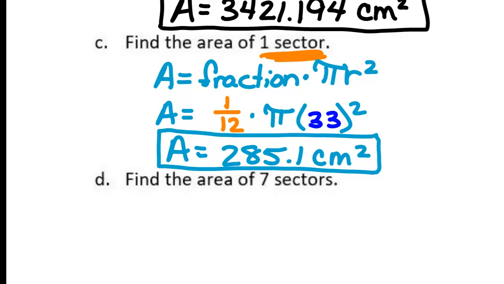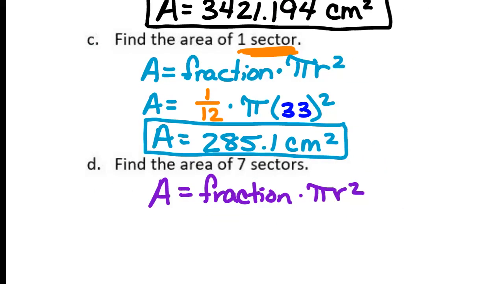All right, last part of this question, find the area of 7 sectors. How is that going to change from what I just did in the above part C, where I just found the area of 1 sector? Fraction's going to change. How will my fraction change? What'd you say? 7 over 12, absolutely. Fraction times pi r squared. We want 7 out of the 12 sectors, so the fraction is 7 over 12 times pi times 33 squared.